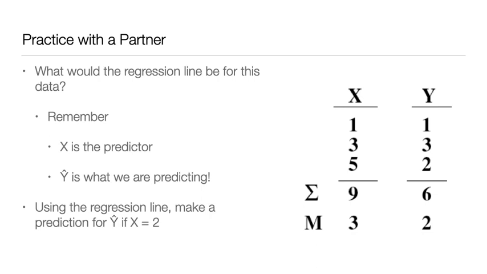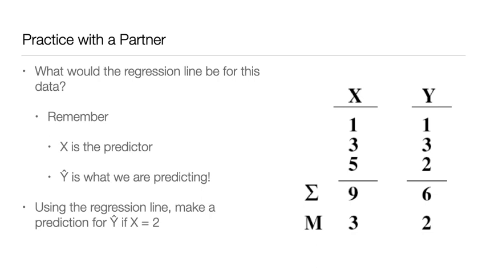We're going to use our actual values of Y to calculate our regression line, and then we're going to use our regression line to calculate our predicted values of Y. So the regular Y is our actual values of Y, and the Y with the little hat is our predicted values of Y. So we're going to calculate this regression line, and then we're going to make a prediction for what Y would be if X were 2.